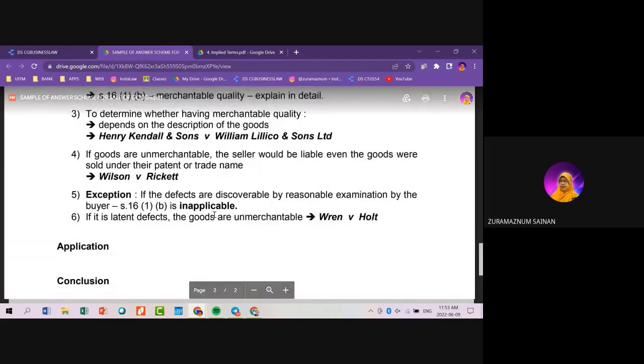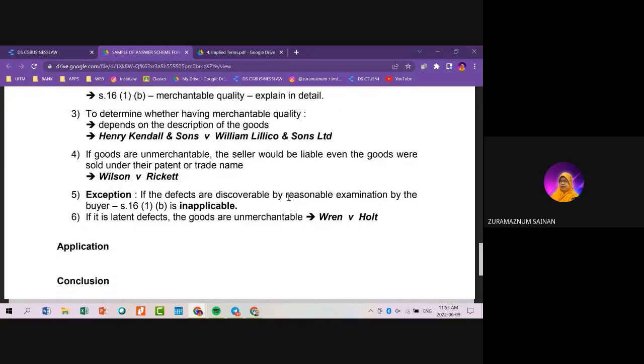Yang mana kalau you boleh check, tapi you tak kisah, you terus beli juga. Macam contoh pen. You tahu pen tu tak ada dakwat, tapi you beli juga. So, this section is inapplicable. Tak terpakai lah. So, maknanya, you cannot avoid the contract. Sebab, under reasonable examination, you boleh check.